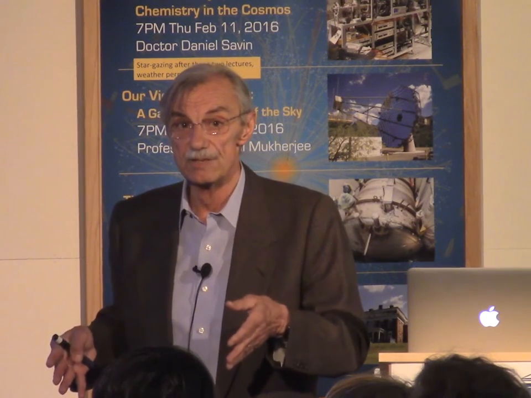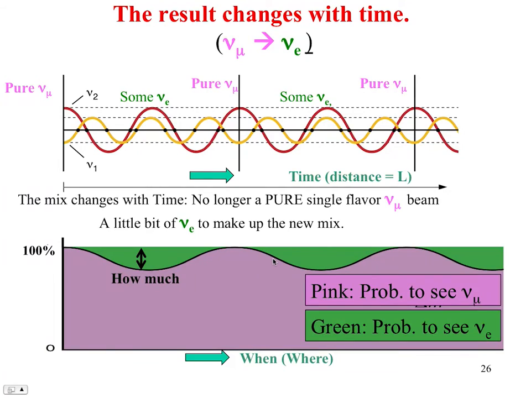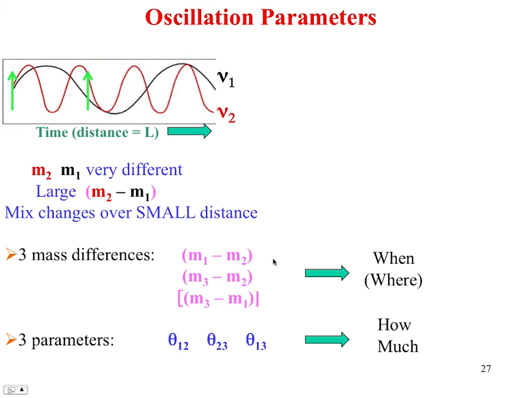So in the oscillation formula, what you need to introduce, of course, is a way of getting when this maximum oscillation occurs and a way of understanding how much of the nu e will appear. Well, let's go one step further. Here are two waves and in this case, m2 and m1 are different, so the frequencies are very different. So obviously, the waves are so different that you don't need to travel very far before you change the mix very, very much. So the mix changes over even a small distance.